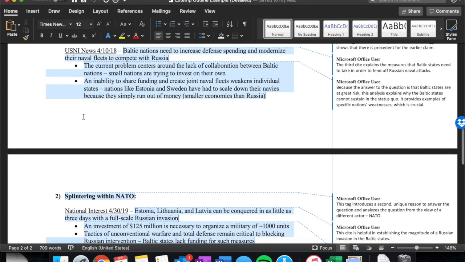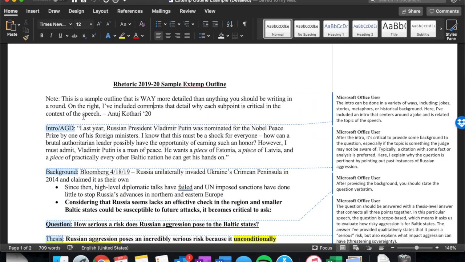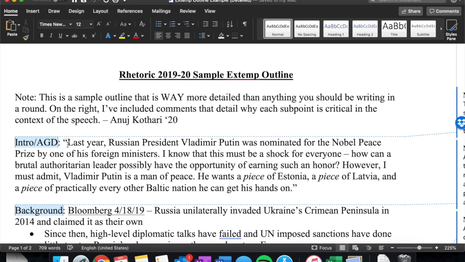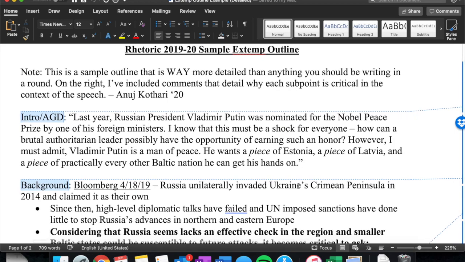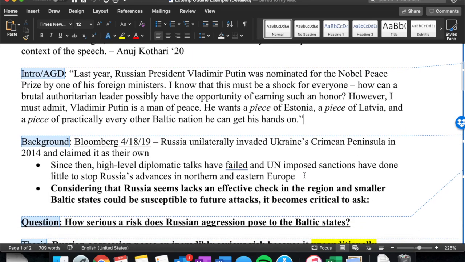But for our purposes, just to understand what's going on here, let's take a look at his speech. You can see, with his intro, he has a funny opening. He says, last year, Russian President Vladimir Putin was nominated for the Nobel Peace Prize by one of his foreign ministers. And I know this must be a shock for everyone, because how could a brutal authoritarian leader possibly have the opportunity of earning such an honor? However, I must admit, Vladimir Putin is a man of peace. He wants a piece of Estonia, a piece of Latvia, and a piece of practically every other Baltic nation he can get his hands on.